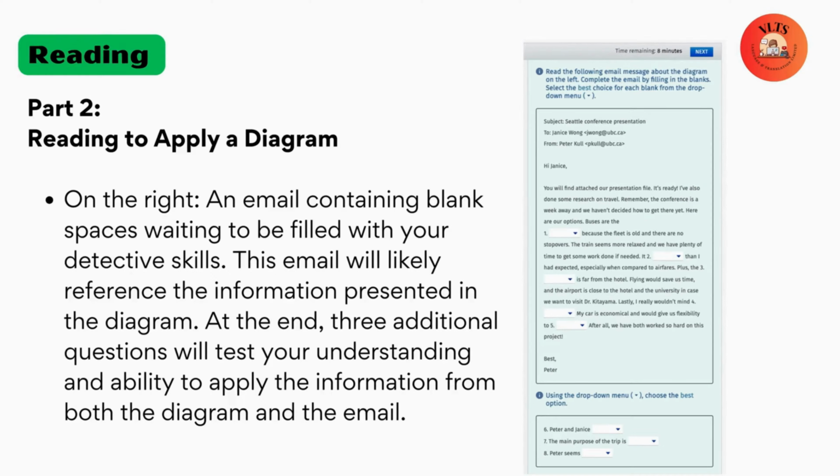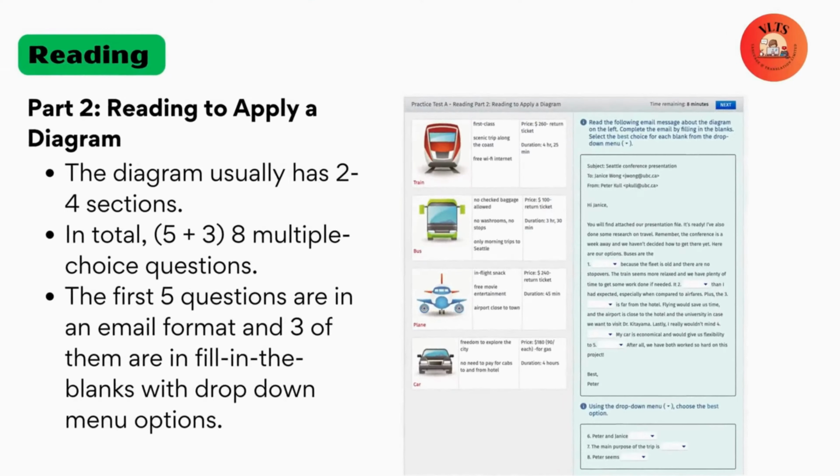At the end, 3 additional questions will test your understanding and ability to apply the information from both the diagram and the email. In reading part 2, the diagram usually has 2 to 4 sections, and there are 8 multiple choice questions in total. The first 5 questions are in an email format, and the 3 of them are in fill in the blanks that you have to choose the best options from a drop-down menu.